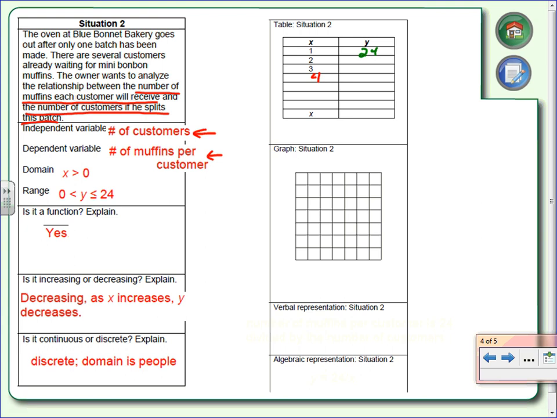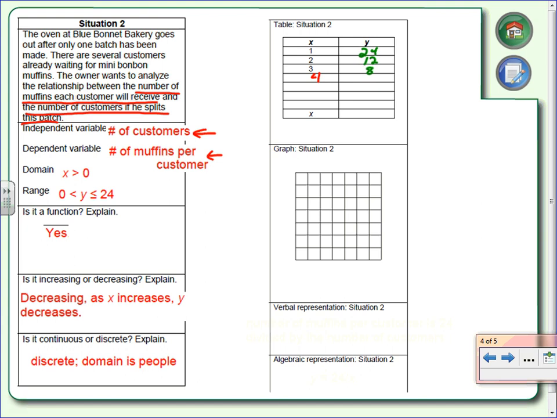If there's 2 people in line, each person gets 12. Now, let me stop right there. How did we come up with that 12? Because there are 2 people, so we divided it by 2. What if there's 3 people? 8. 24 divided by 3 is 8. Each person gets 8 muffins.